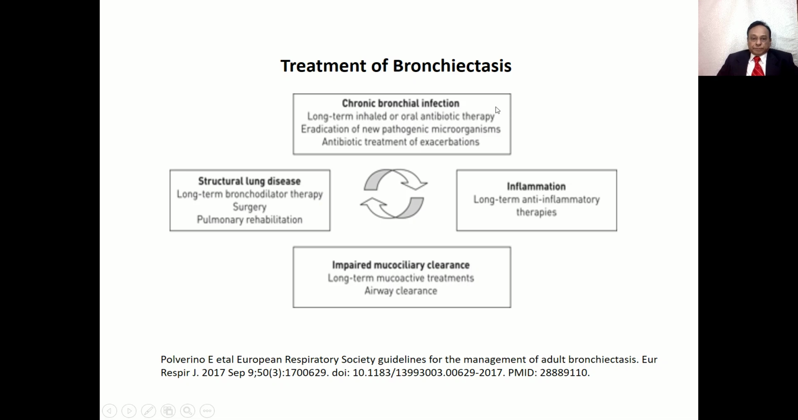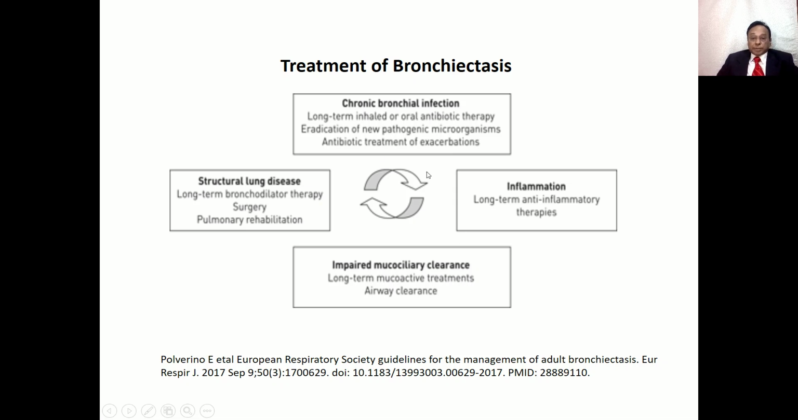Coming to the treatment, why did I put this one? If you remember the pathogenesis of bronchiectasis, the treatment becomes very easy. The pathogenesis is something like a vicious cycle. It starts with chronic bacterial infection, then goes to peribronchial inflammation, then damage of the mucociliary mechanism, lots of accumulation of mucus, and then structural disease, and again it goes in the same direction. This is a vicious cycle. We have to stop that.